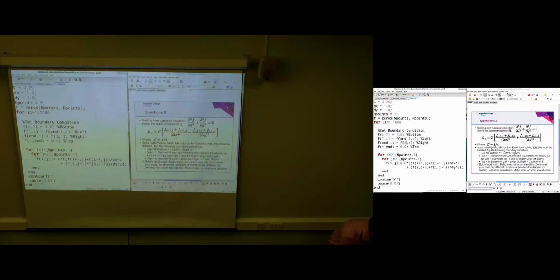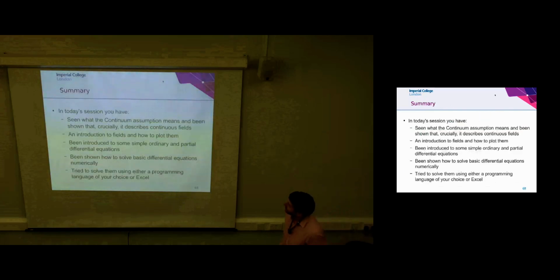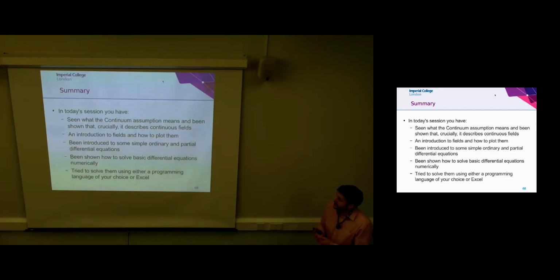Okay, so let me just finish off. In today's session, we've seen hopefully what the continuum assumption means. And the crucial point I want you to take away is that it describes a continuous field. You use the continuum throughout all of mathematics. The concept of the calculus is based on this approximation, but the key point for what we're talking about here when we talk about the continuum is continuous fields. So these fields in 2, 3, 4-dimensional space, if you like, in time, are what we're describing.